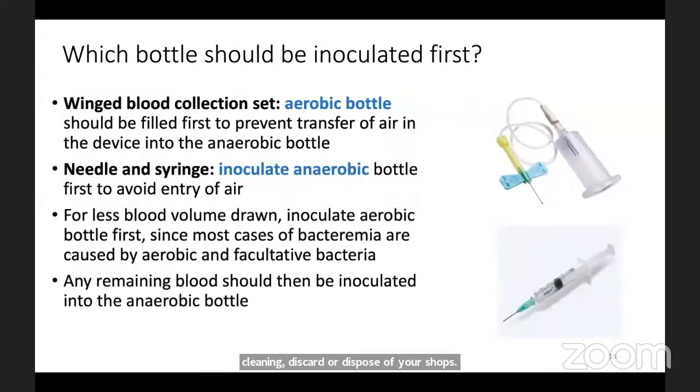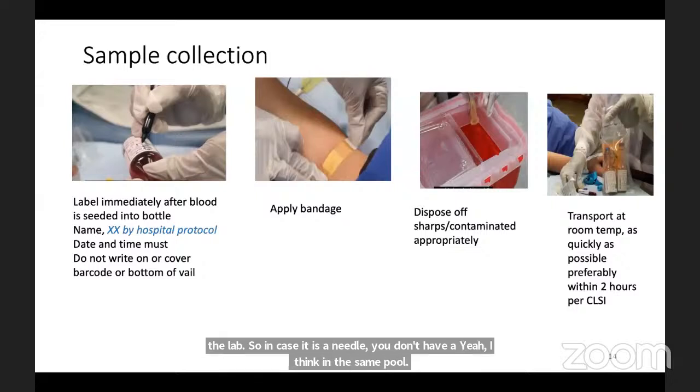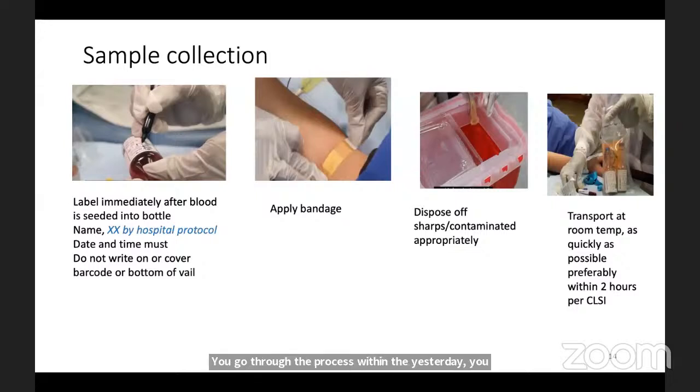So in case it is a needle, you don't have a butterfly and you're using a needle, after taking the sample, you go through the process we did yesterday, you change the needle before you insert it into the septum of the blood vial to discharge your content.